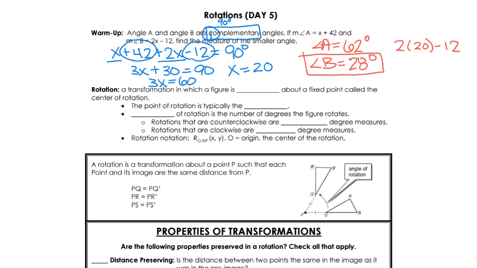Okay, so we're going to talk about rotations today. They're going to be a little bit tricky, especially on a video. So we're going to give it a shot. So this is a transformation in which a figure is turned about a fixed point called the center of rotation, and that point of rotation is going to typically be the origin.